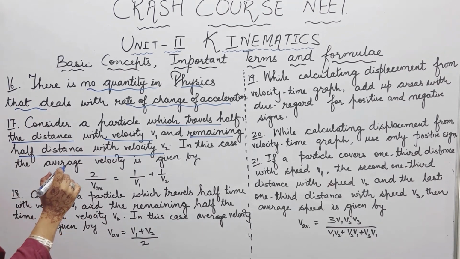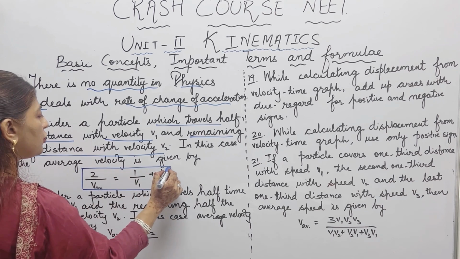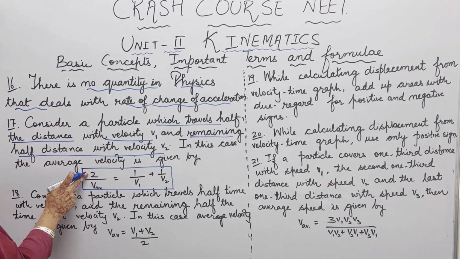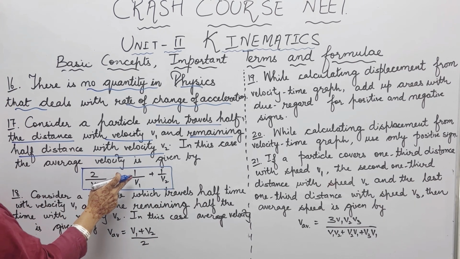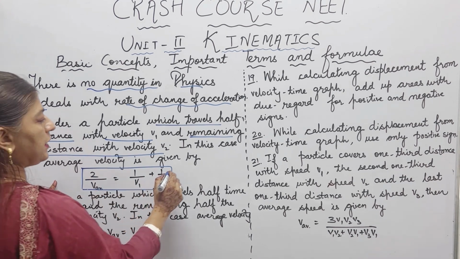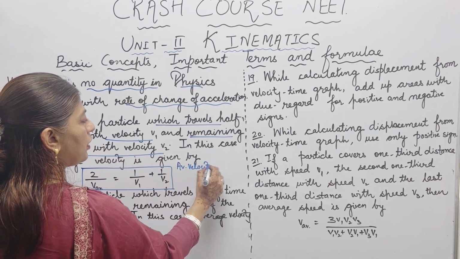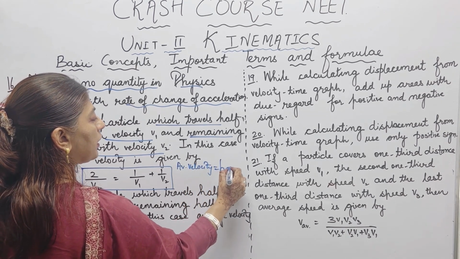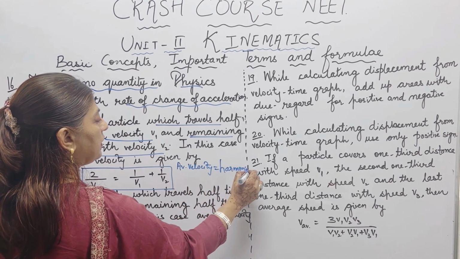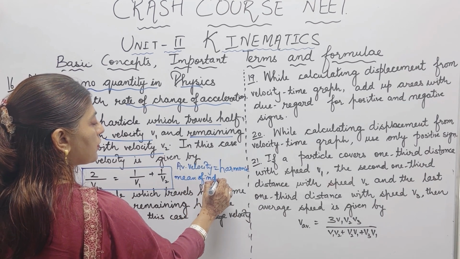In this case, the average velocity is given by this relation: 2 divided by V average is equal to 1 upon V1 plus 1 upon V2. So here we see that the average velocity is equal to the harmonic mean of the individual velocities.